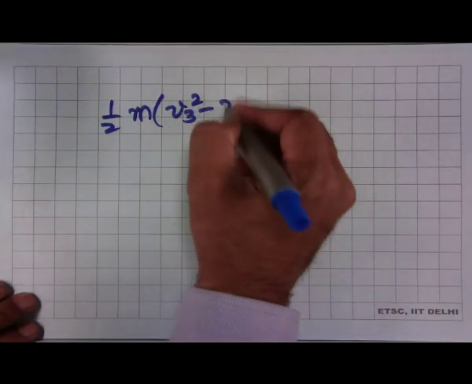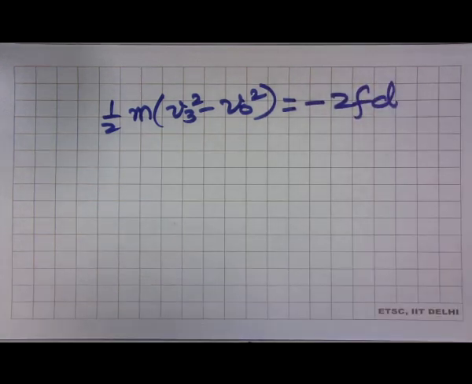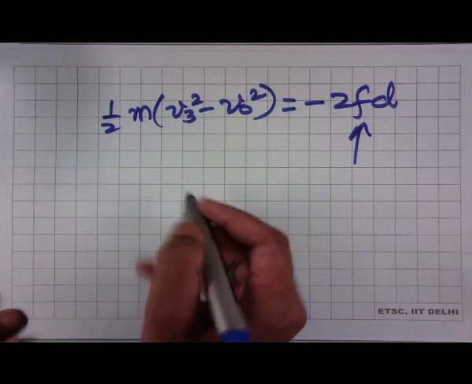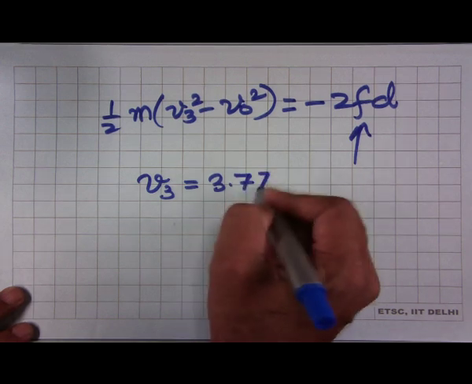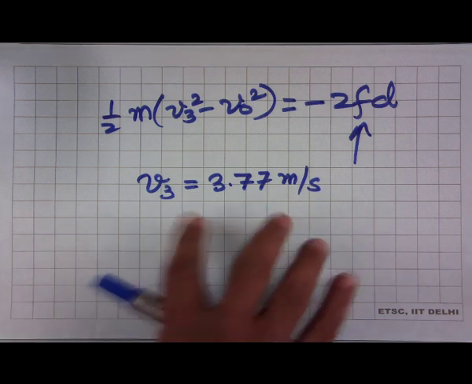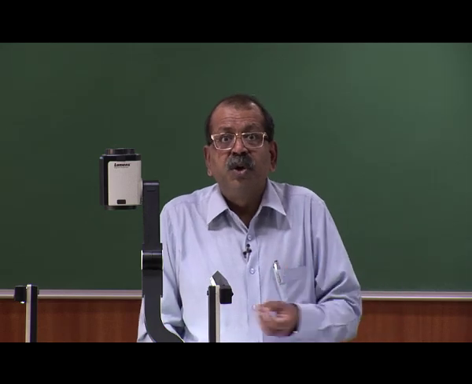So, therefore, from here we straight away get half m times v3 square minus v0 square is equal to minus 2 F d, and F we have calculated earlier. So, now we can put everything and we will get our answer, and when we work this out we get v3 is equal to 3.77 meters per second. And we realize the particle comes back with a slower speed, because there is work done against friction which is not restorable, we do not get it back.